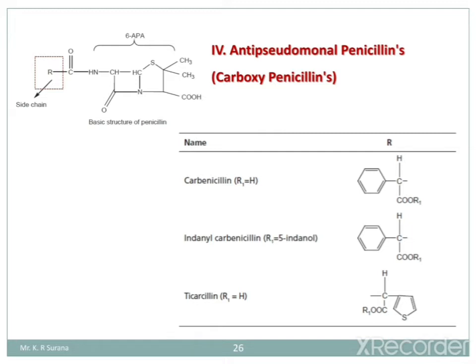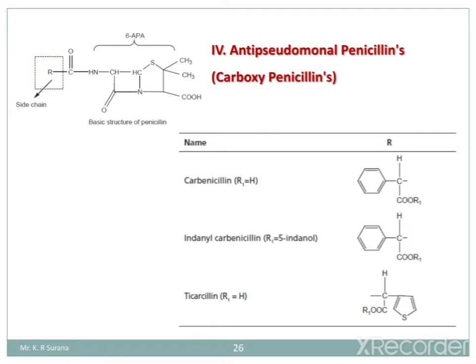So the basic structure is again given over here, and at R this particular substituent we have to substitute into the side chain. An example is your carbenicillin. So you can see this particular substituent: benzene ring, CH, COOR1. COOR1.